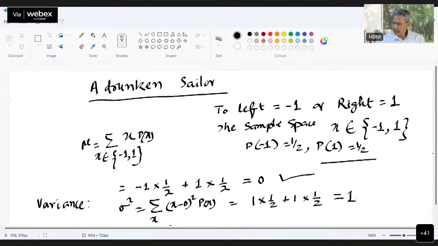No, that is correct. Suppose the seller is starting from 0, either he can go to +1 or he can go to -1. So on average, his movement from his position is 1. So if sigma square is 1, sigma is also 1. That's interesting. So now we will consider if he takes 2 steps, how things change. How sigma and your mean value change when he takes 2 steps.